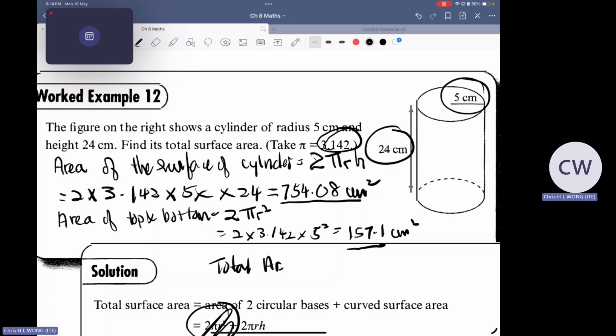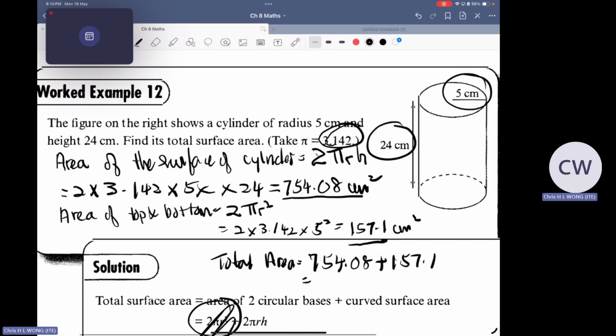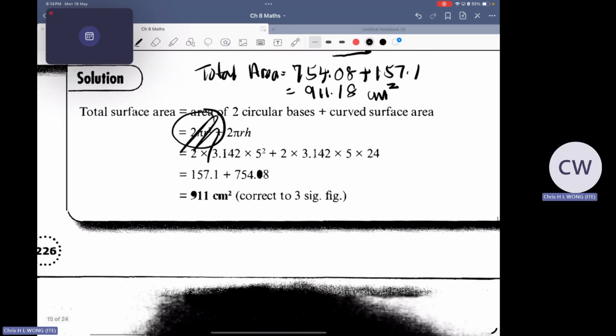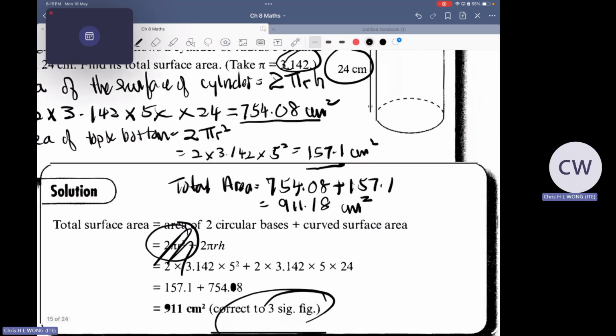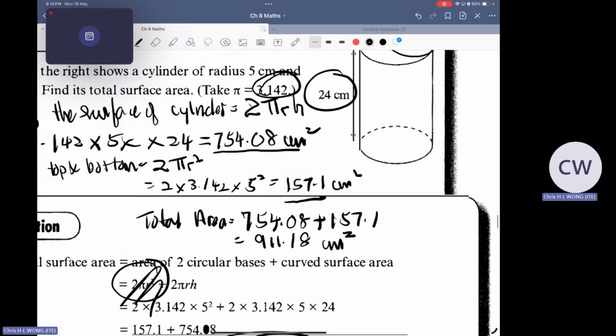Total area equals 754.08 plus 157.1. That gives you 911.18 cm squared. Yeah, correct. They use this living figure. No, 3 decimal place. Okay, answer.